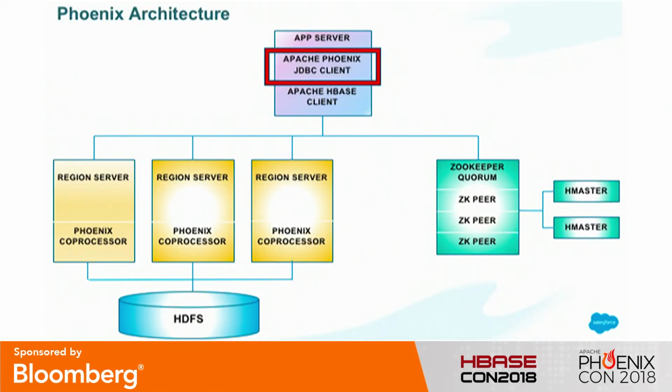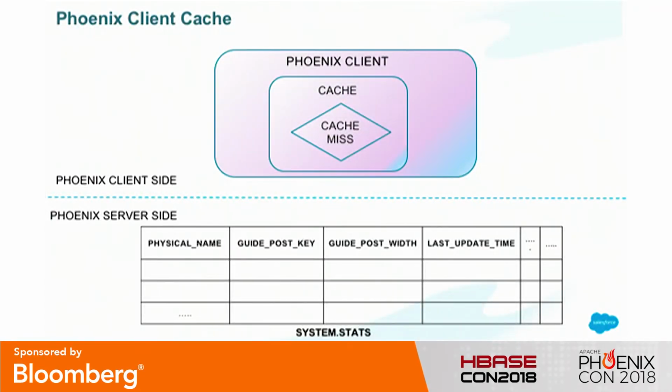So we saw how stats collection works on the server side. Now the next part is how the Phoenix client uses this information and determines the estimated number of bytes. One of the components of the Phoenix client is the Phoenix client cache. The Phoenix client cache stores the information of the system.stats table. That is, it contains the content of the system.stats table in the client cache.